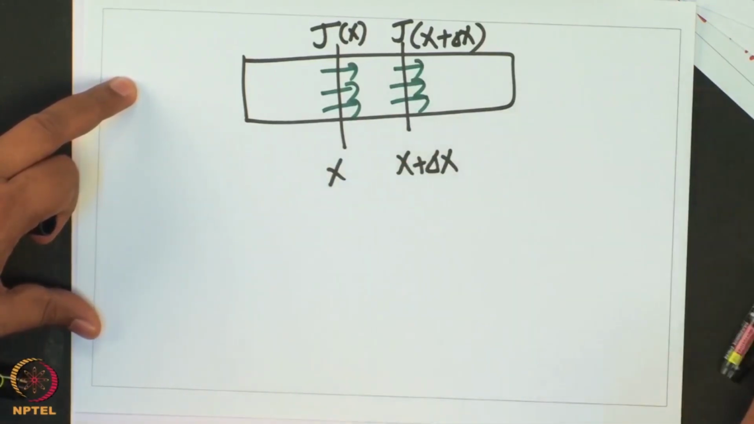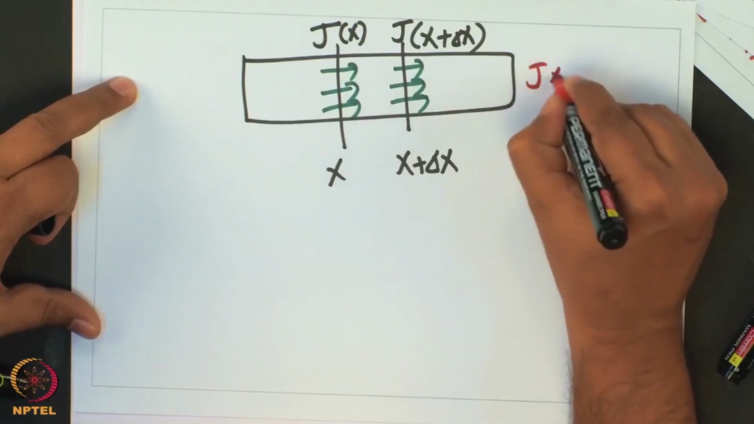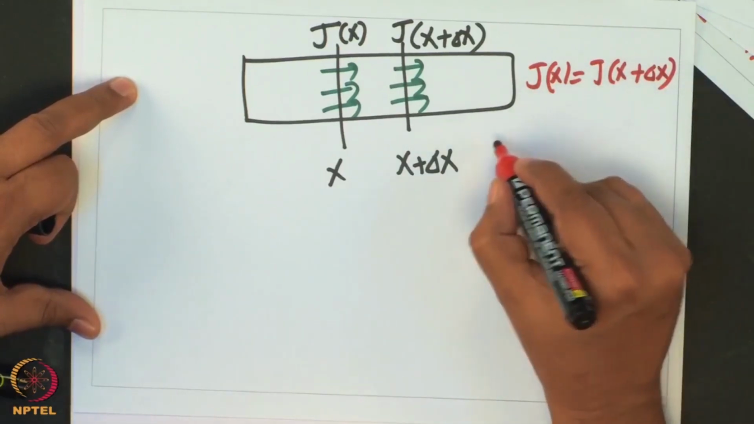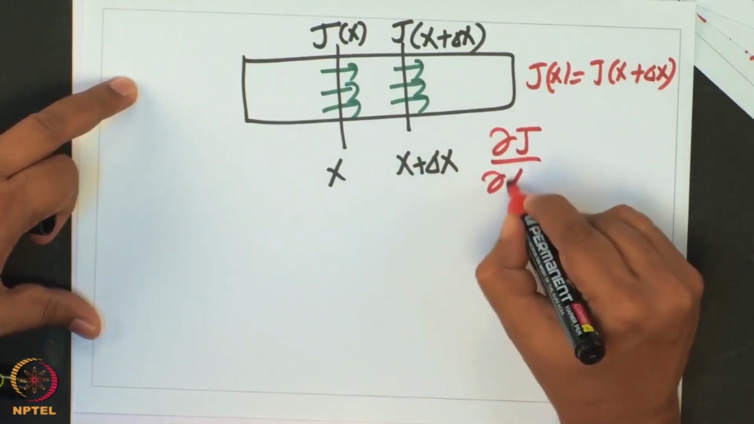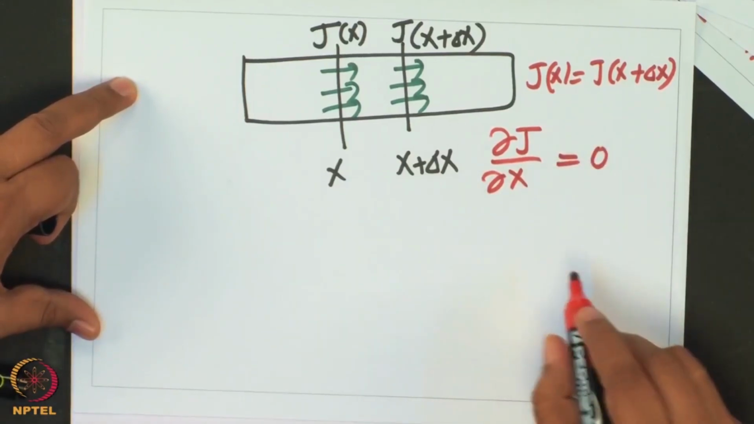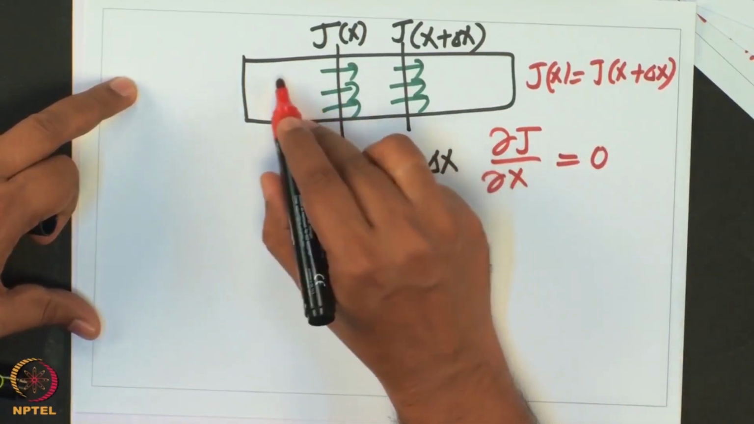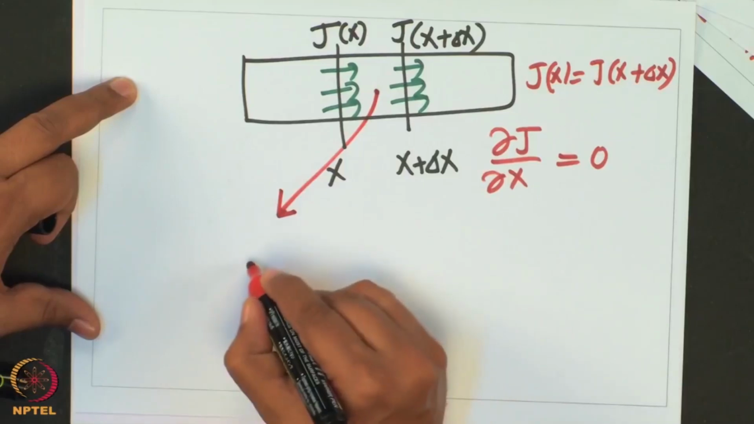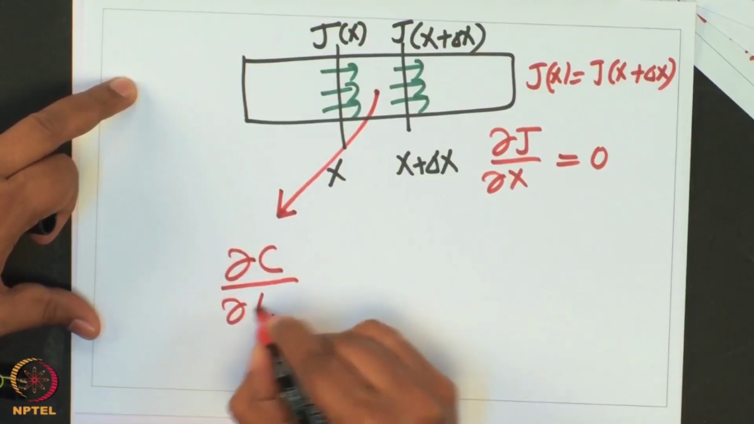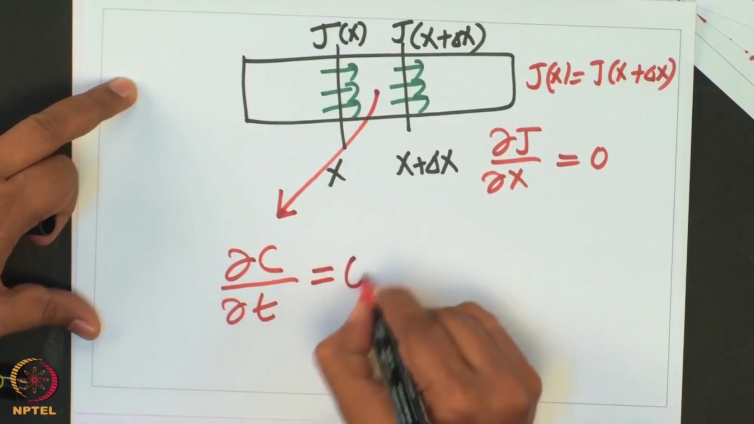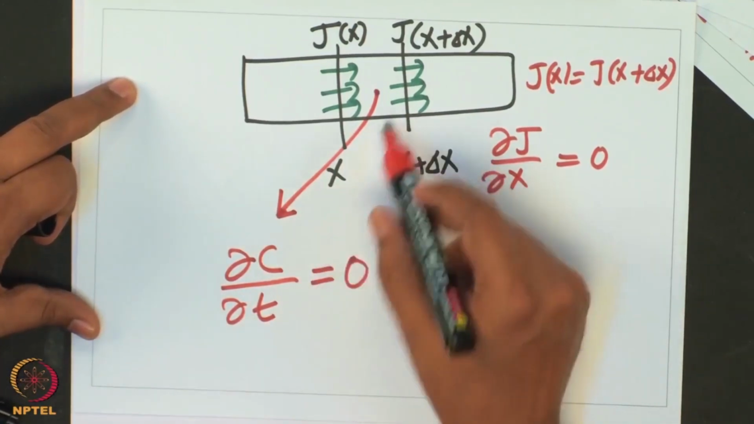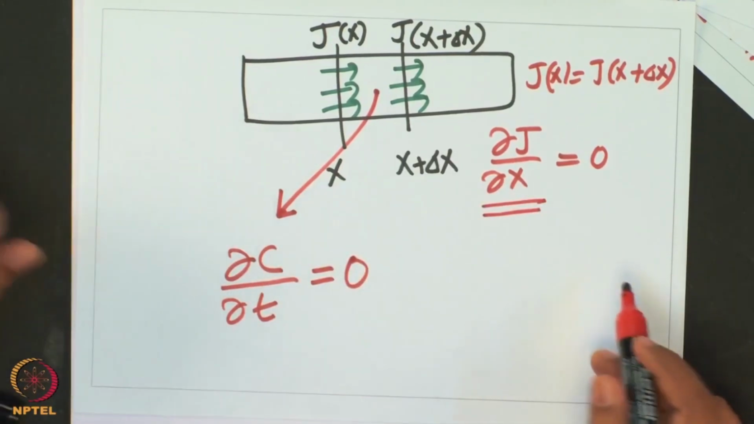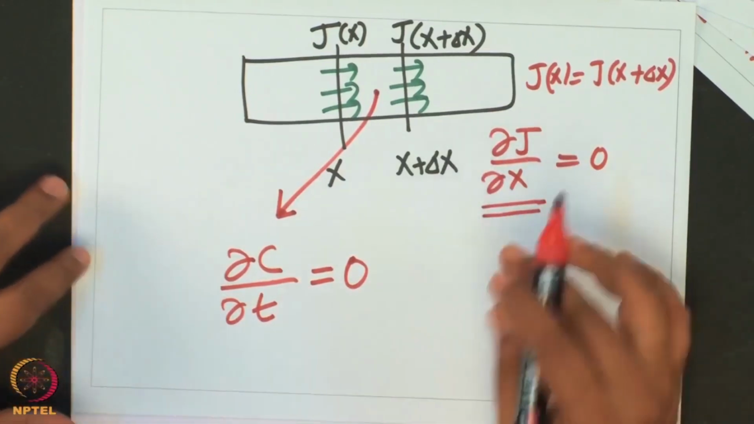Therefore, j at x is equal to j at x plus delta x. This means the derivative is 0. This means del j by del x is 0. And because of that, if the same number of particles come in and the same number of particles go out, how does the concentration change with time? This will be 0, because this will not change either. So del c by del t will be 0, del j by del x will be 0. So this is the first point that we want to make.